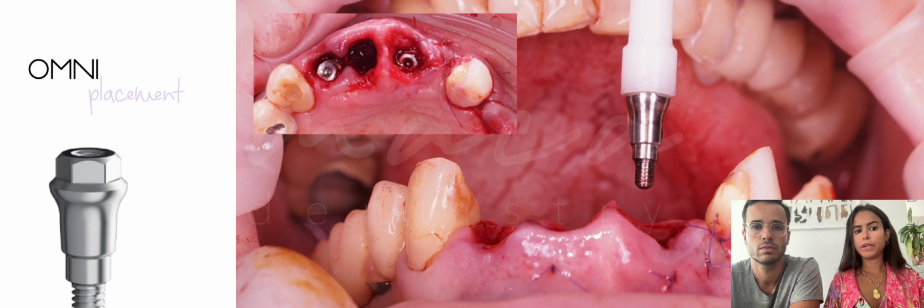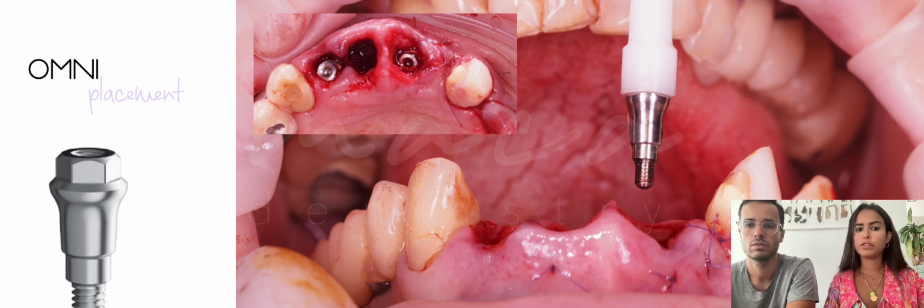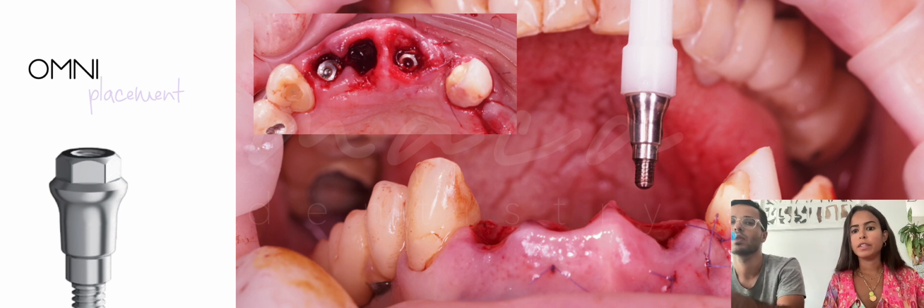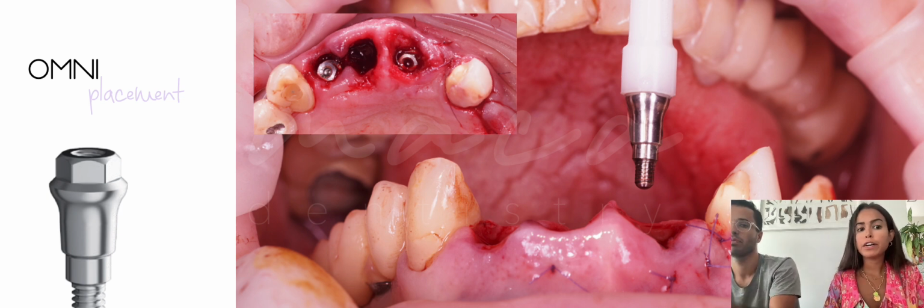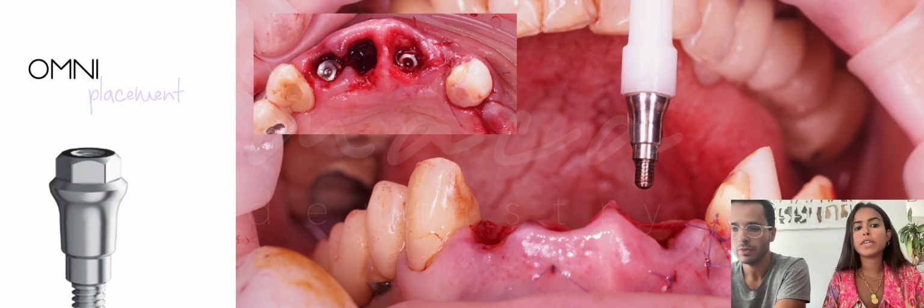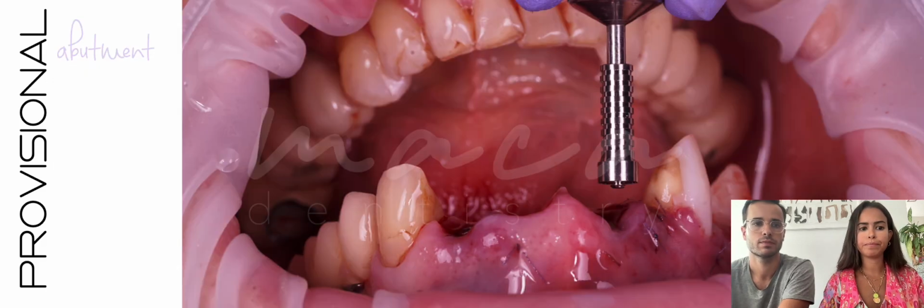And after implant placement, we proceed with the placement of the prosthetic components, in this case the OMNIs. Again, regarding the OMNIs, they basically have the same function as a multi-unit, however they present a small diameter which will favor our pink aesthetics.